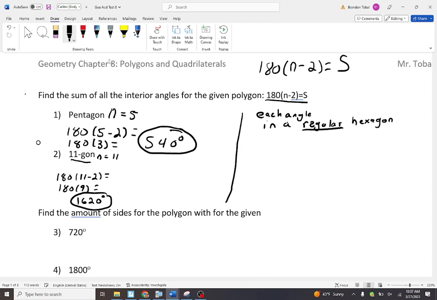Does anyone remember what regular means? Regular just means both the sides and the angles are equal. So what we're going to do here is first identify a hexagon. How many sides does a hexagon have? 6.